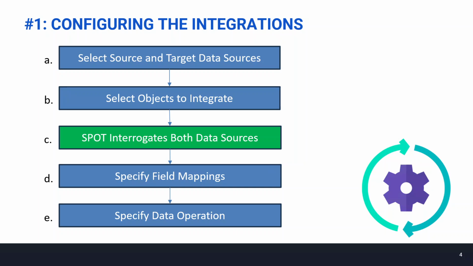So setting up that apples to apples. Then in step C, Spot's going to interrogate both data sources, fetching the list of relevant fields from both, and allows the integration creator to work on step D, which is specifying the field mappings. This also includes special logic, such as setting up default values and data transformations. So for example, if we wanted to replace all the records in the target system or create only new records, that can be done as you create the field mapping.